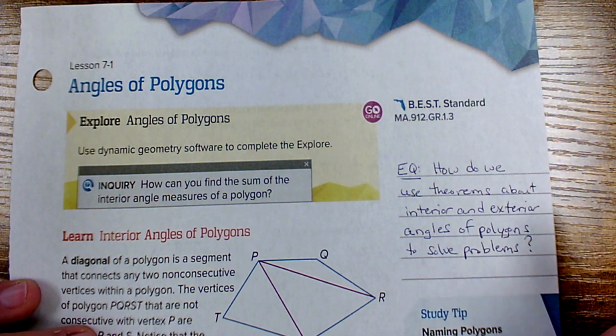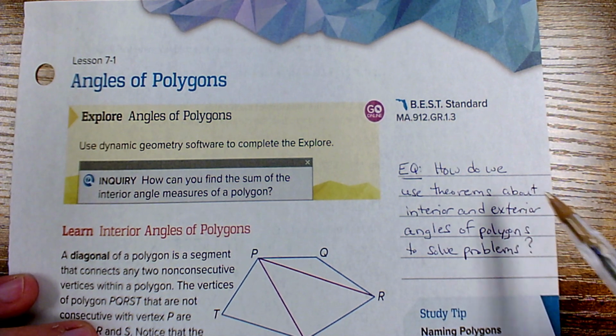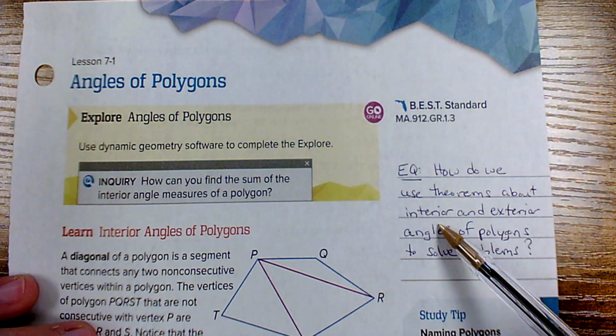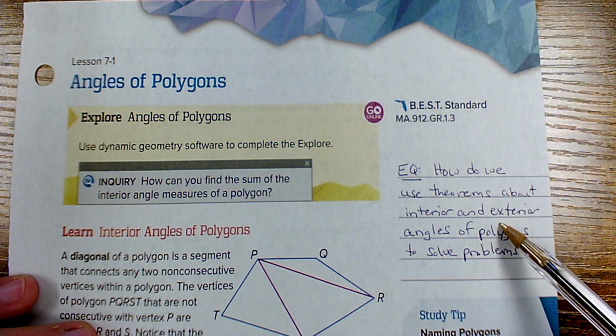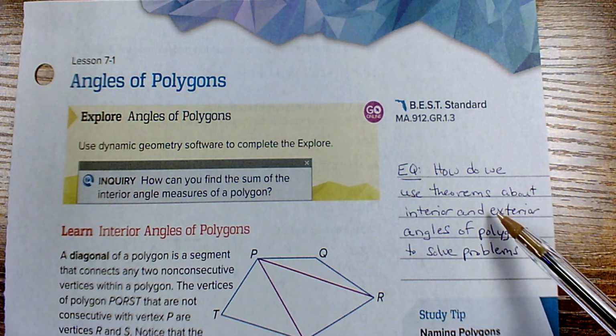Okay, so we're going to be talking about some angles for polygons. This unit is all about polygons, and we're going to focus on interior and exterior angles in order to solve some problems. So what are the interior angles in a polygon? What are the exterior angles? What do these add up to? These are the questions that we're going to be concerned with.